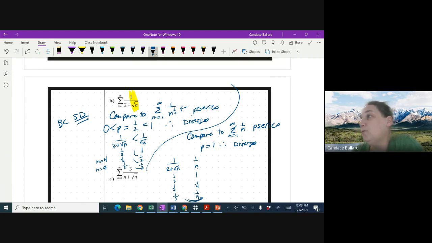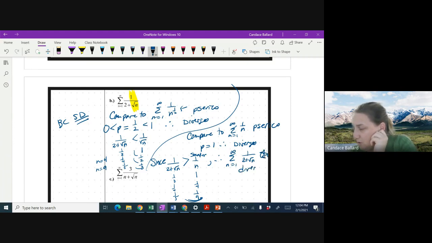Okay, if I did it again, it would still be bigger. Okay, so this one, sorry, it'd still be smaller. So this time, I got my smaller as my comparison. Okay, so now I can say that the original diverges because the smaller diverged. So since the original is greater than the smaller, or the comparison, therefore the sum from n equals 1 to infinity of 1 over 2 plus the square root of n also, I'm going to write it under here, diverges.